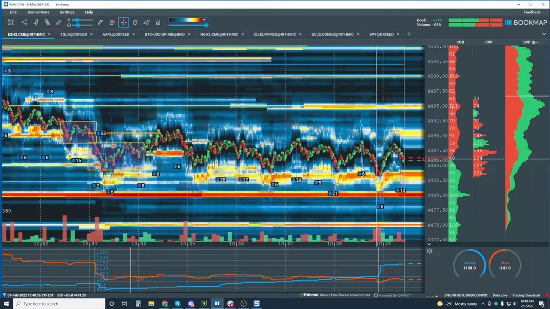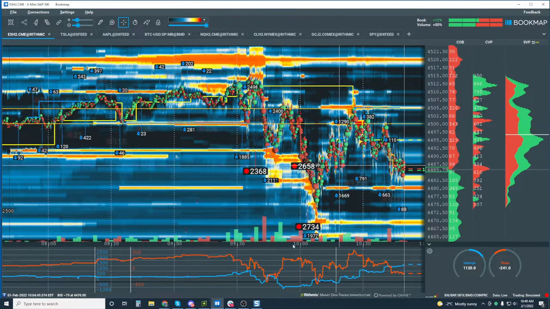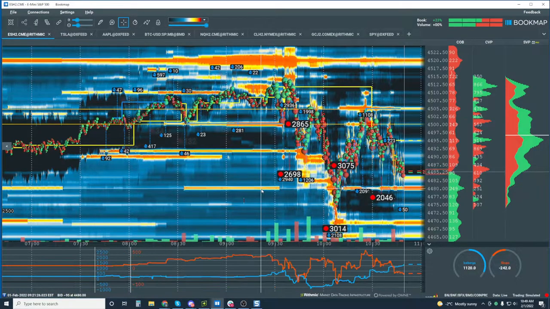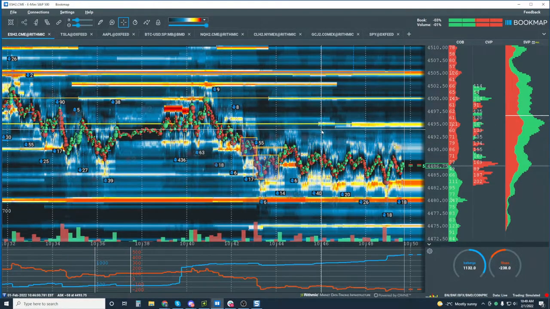So anyway, my point is the readout here might be different than yours, because when you open up Bookmap, you start collecting that data. So you can see I opened my Bookmap somewhere around here, around 7:45 or so, then I'm collecting data from then on.